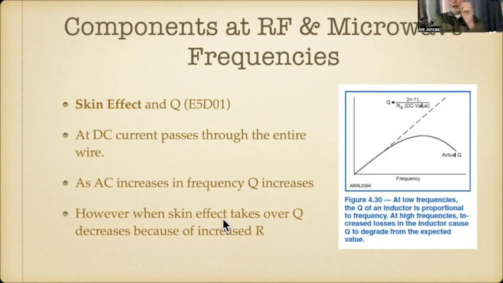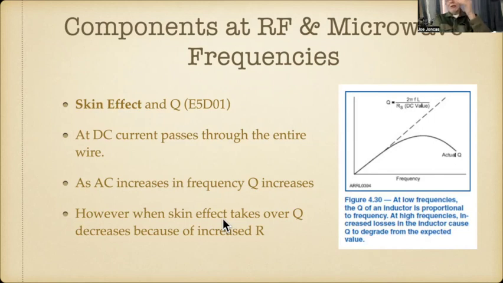Now stop and think about it. With DC, you've got the whole wire and all the current goes through. As the frequency goes up, the current starts going to the outside of the wire, so the resistance goes up. Are you following that? Good. Yes.